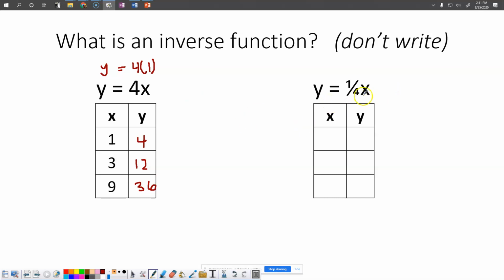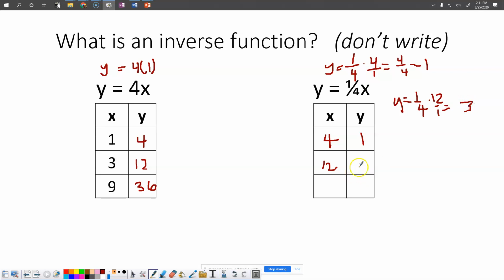Okay. Let's take this function over here. What if I plug in 4? What's 1/4 times 4? Well, put the 4 over 1, right? And then multiply straight across, you get 4 over 4, which reduces to 1. What if I were to plug in 12? One-fourth times 12. Multiply straight across and reduce, you get 3. What if I plugged in 36? You would get 9.